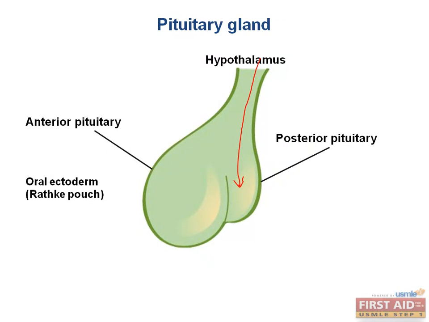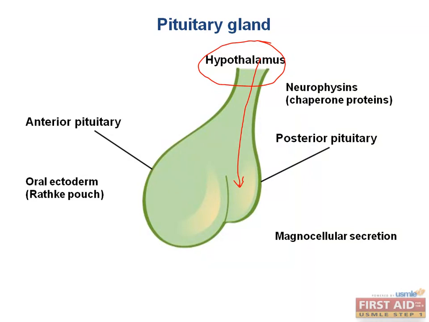Another key distinction between the anterior and posterior pituitary is that the hormones released by the posterior pituitary are actually synthesized in the hypothalamus and transported via chaperone proteins, called neurophysins, to the posterior pituitary where they are released. This is sometimes referred to as magnocellular secretion. Contrast this with the anterior pituitary, which produces its hormones in response to the release of molecules from the hypothalamus, which we will discuss in a moment.